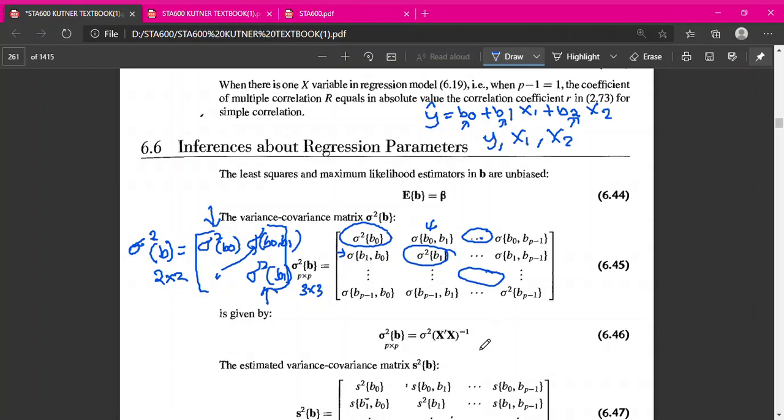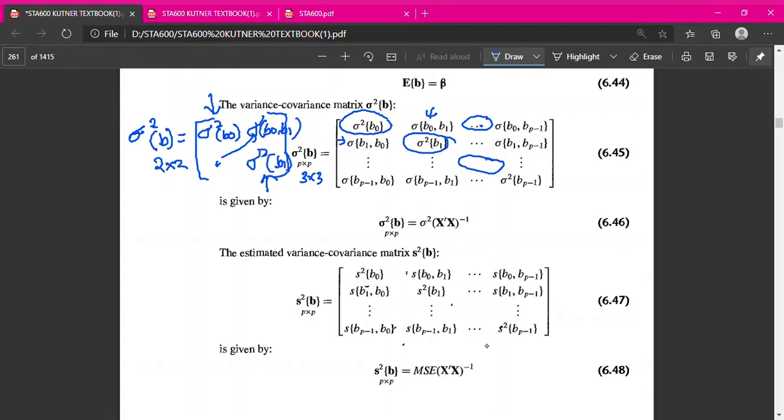Okay, so how to get this variance-covariance matrix? We can estimate using this formula, which is sigma square multiplied by X transpose X inverse. Okay, you know how to find this matrix, right? X transpose X, then inverse that matrix. After that, you have to multiply with the variance of the model. Okay, the variance of the model, which is MSE. We estimate the variance of the model with MSE.